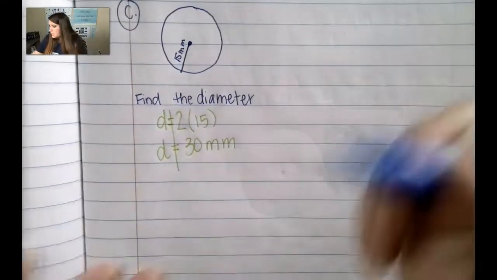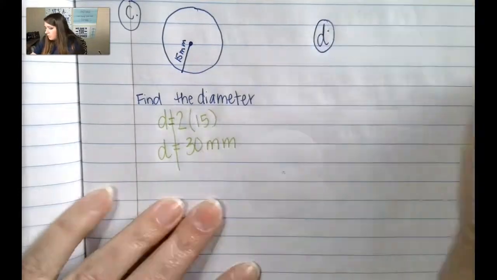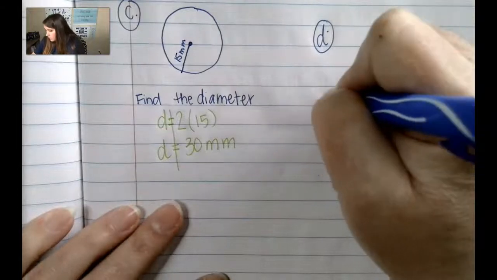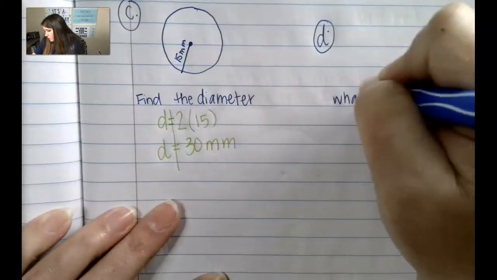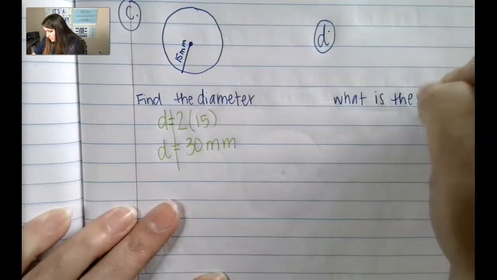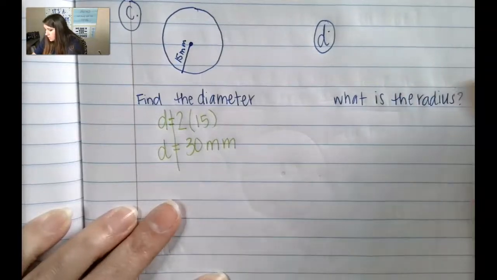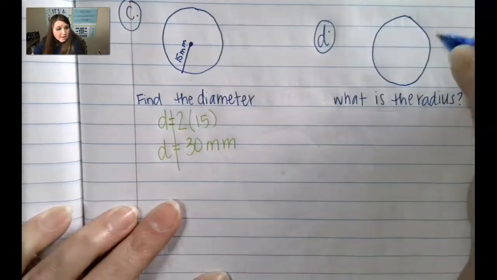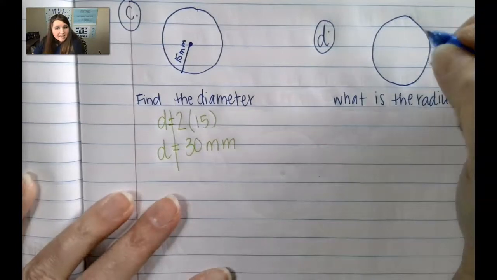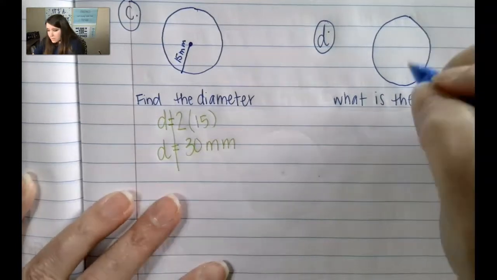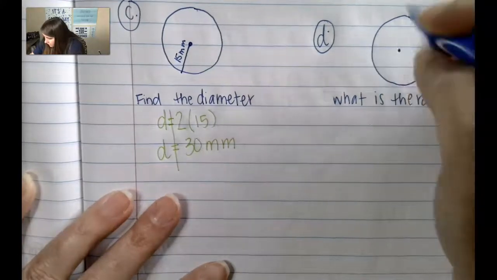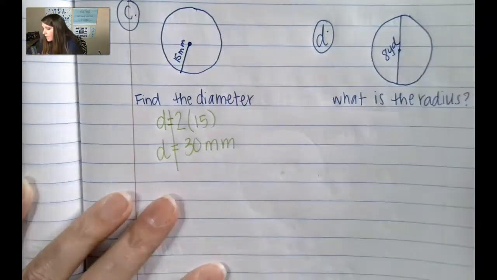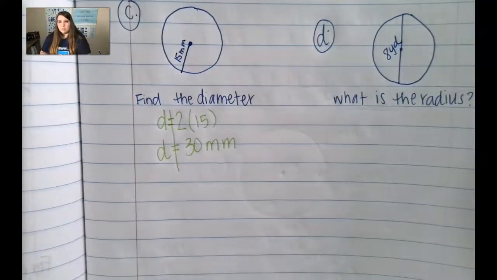Okay, and we're going to do one more example looking for the radius. So I don't know what the radius is, is my question. And I have another circle. Ooh, that's a horrible circle. And it says that it is 8 yards. So the diameter of this circle is 8 yards, and they want to know what is the radius.